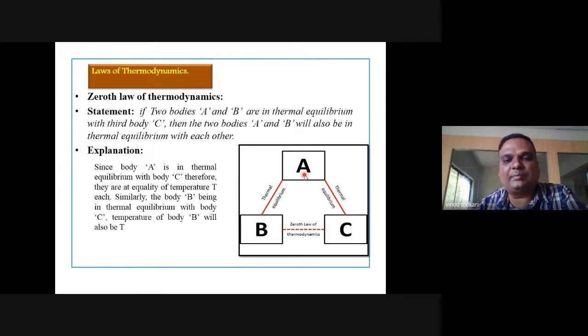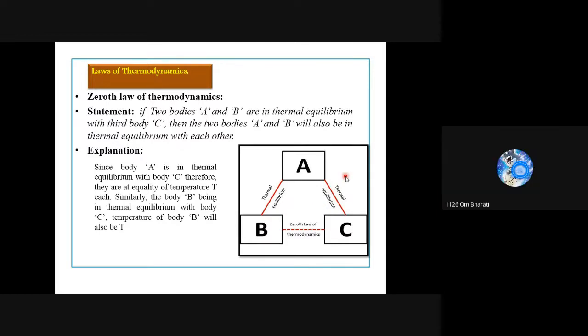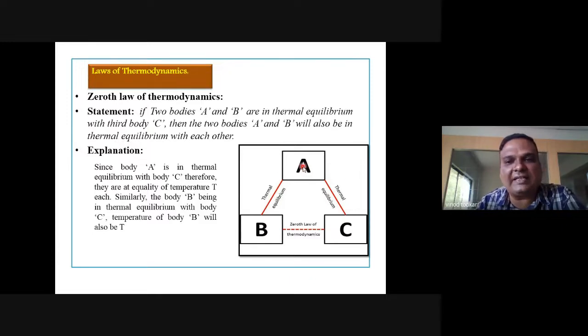I will tell you in very simple language. If A and C are in thermal equilibrium, what does that mean? A is equal to C. The temperature is the same. Excellent. Temperature of A is equal to temperature of C. Thermal equilibrium means that the temperature of both is the same. If A is in thermal equilibrium with C, it means that temperature of A is equal to temperature of C.